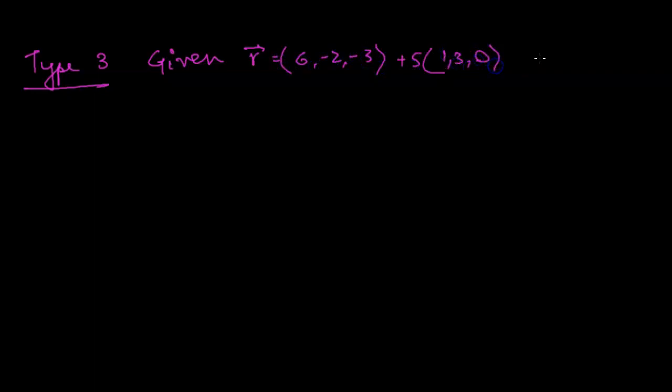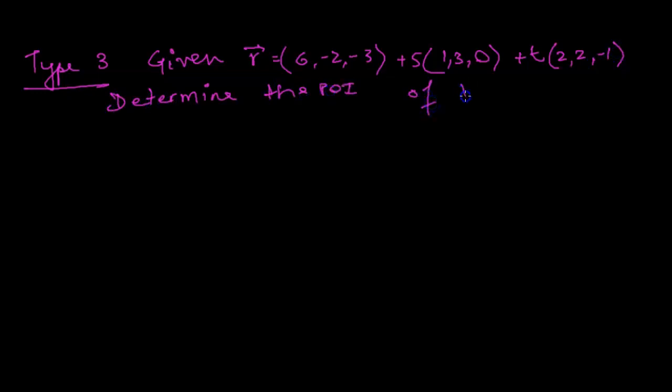The next type of question is type 3 question. In this, we are given a plane equation as r equal to 6, negative 2, negative 3 plus s 1, 3, 0 plus t 2, 2, negative 1. And we are asked to determine the point of intersection of the plane phi, this is the plane basically, and the z-axis. Always remember, for any calculation, the best is to use the parametric equation. So we would first get the parametric equation from here.